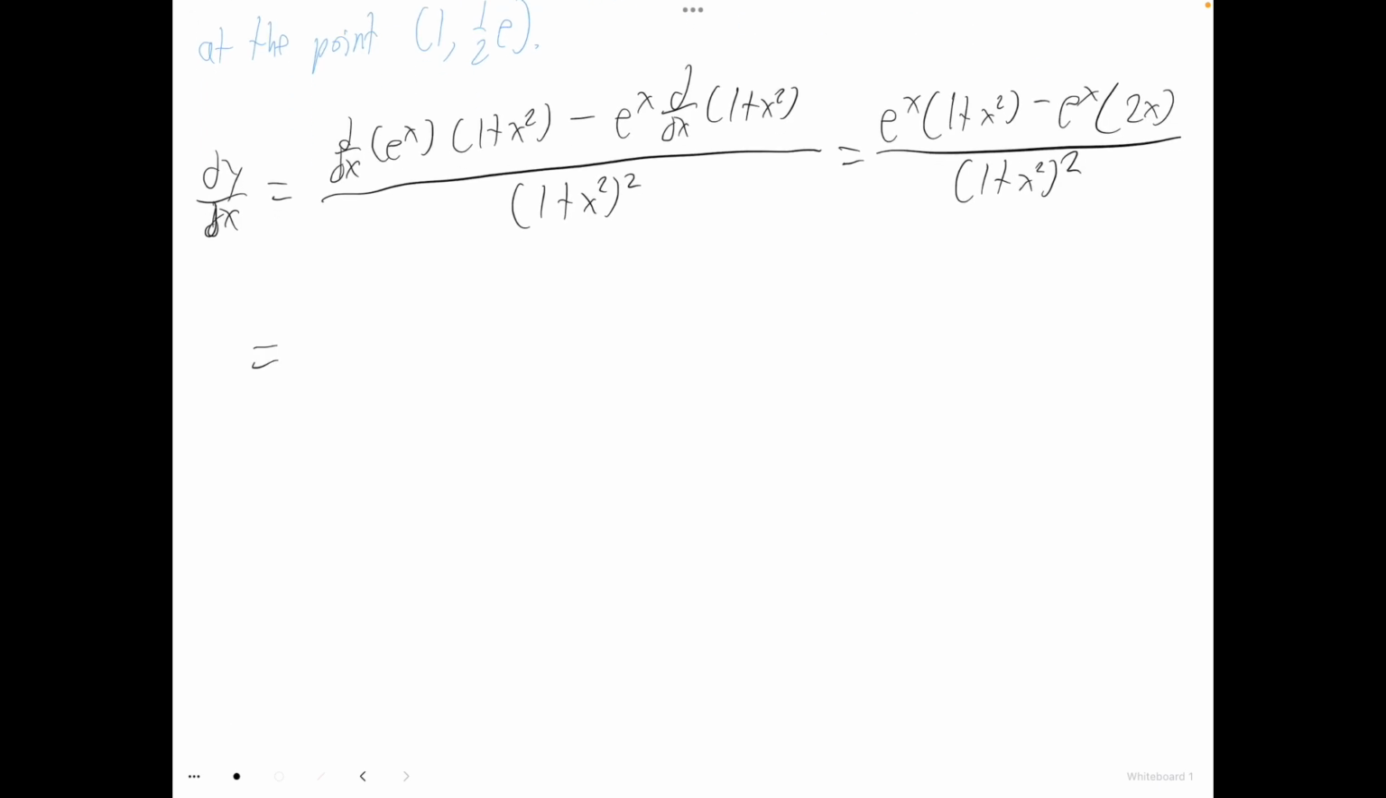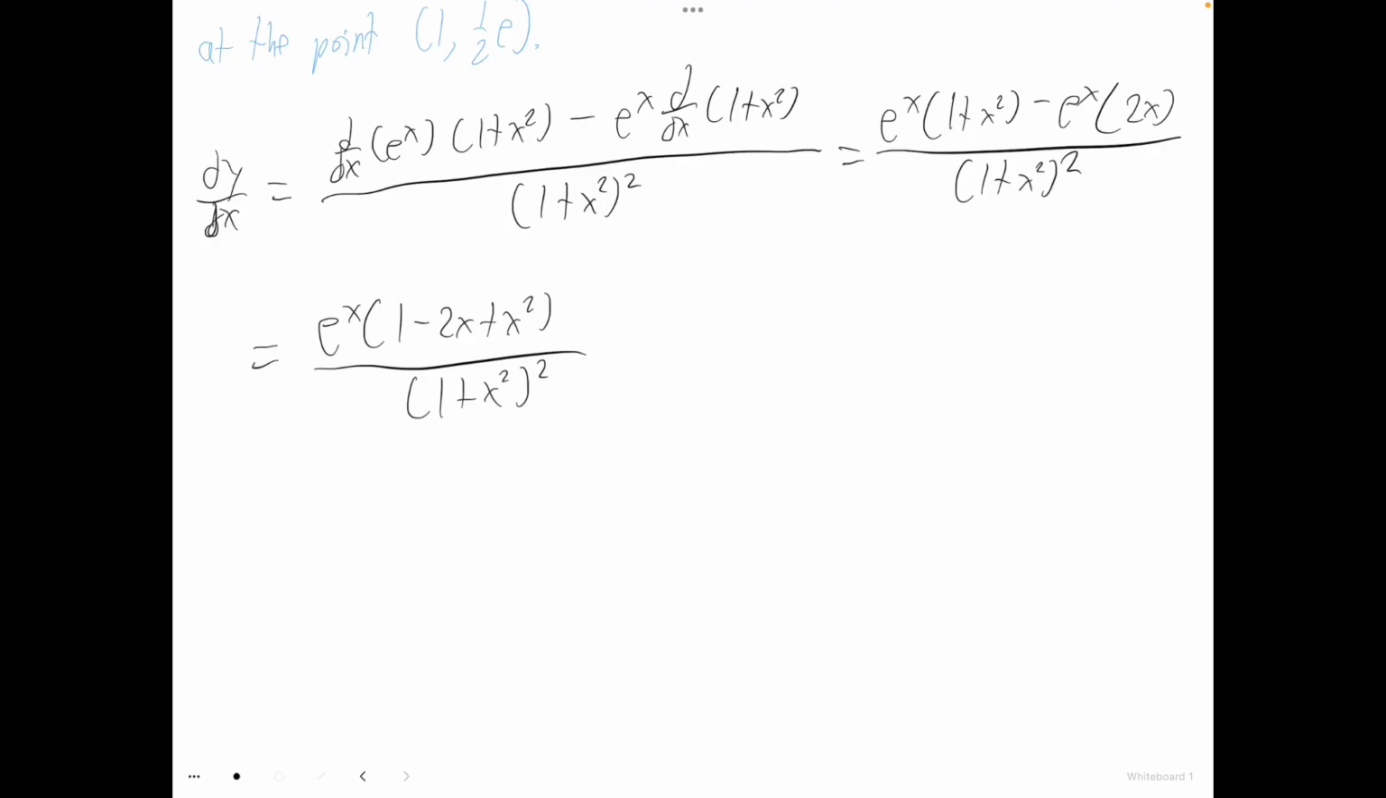And now we can rewrite this, just pulling the e to the x out of everything. We have e to the x times 1 minus 2x plus x squared, divided by 1 plus x squared, all squared. And so this then is our derivative from the quotient rule.